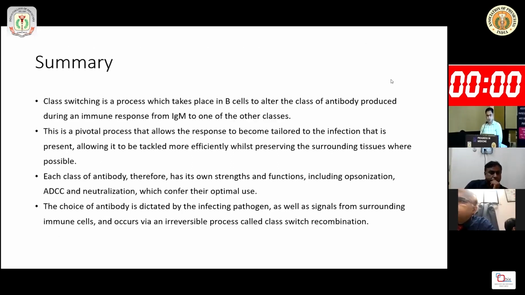Class switching is a process which takes place in B cells to alter the class of antibody produced during an immune response from IgM to any other class. This is a pivotal process that allows the response to become tailored to the infection that is present. Each class of antibody therefore has its own strengths and function, including opsonization, ADCC, and neutralization. The choice of antibodies is directed by the infecting pathogen, as well as the signals from surrounding immune cells, and occurs via an irreversible process called class switch recombination.